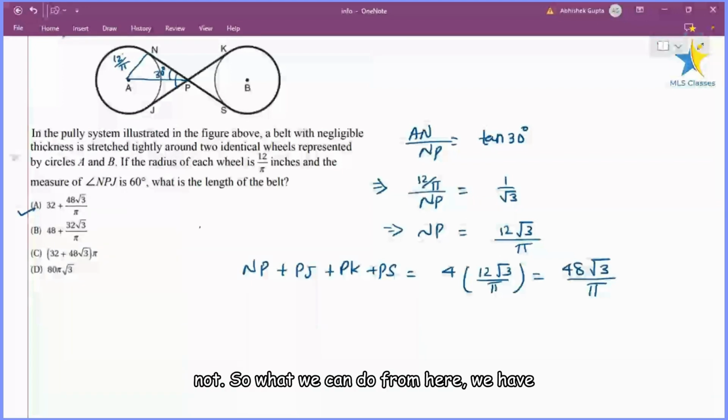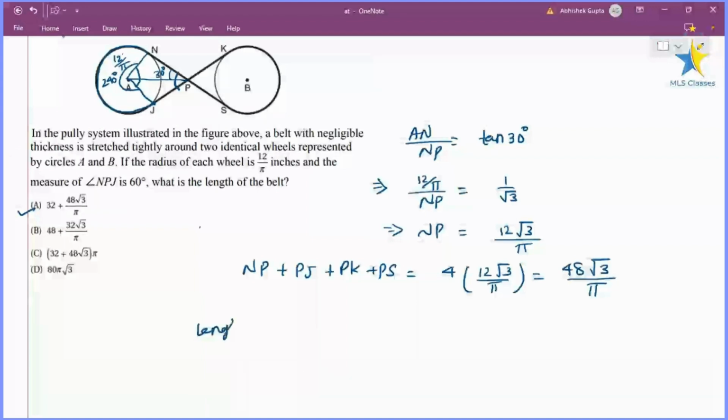So what we can do from here, we have found these 4 lengths. We need to find the length of these major arcs from both the sides, which are identical. So we need to find it from one side. So this was 60 degree, so this will come out to be 120 degree. And if this is 120 degree, then this opposite side will be 240 degree. That means we know the radius, we know the angle.